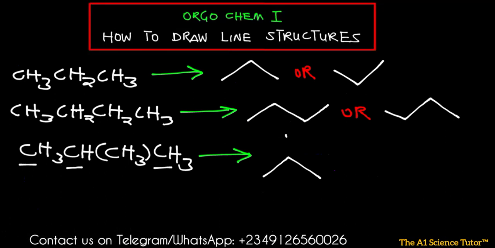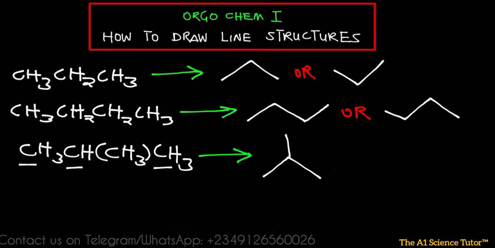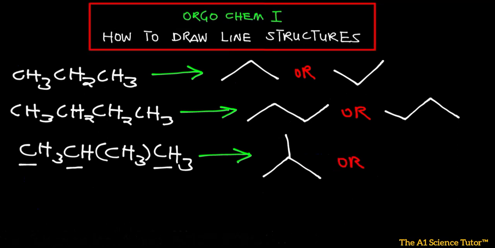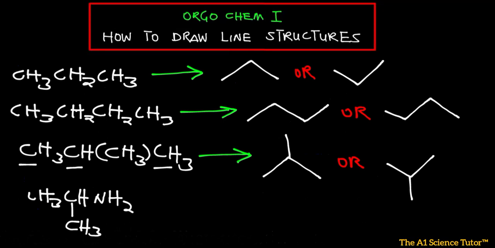So you could write it from the top down like this, or someone else could decide to write it this way. And that is basically the same. There is no difference. Here is another one. What is going to be the line form for this condensed structure?